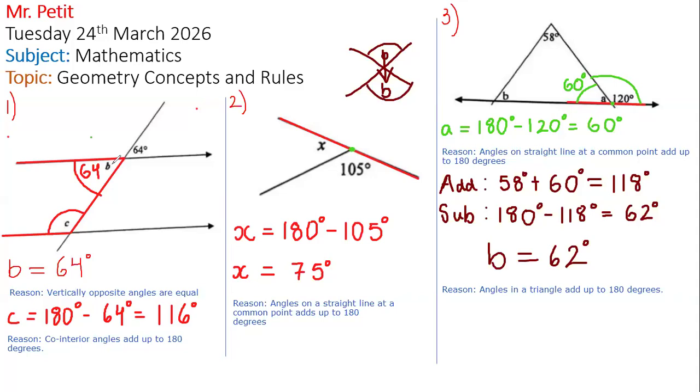So you have the same thing here. This is B and this is 64. They are vertically opposite, so they're going to be equal to each other. That's what that rule is saying. That makes sense? That's that one.